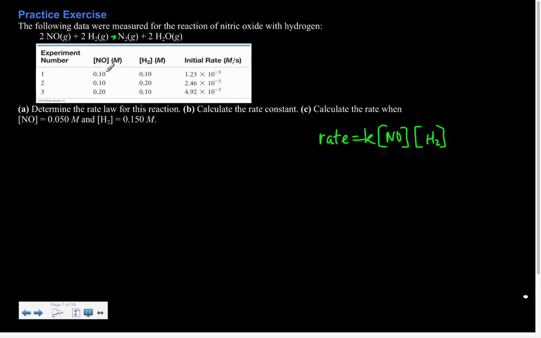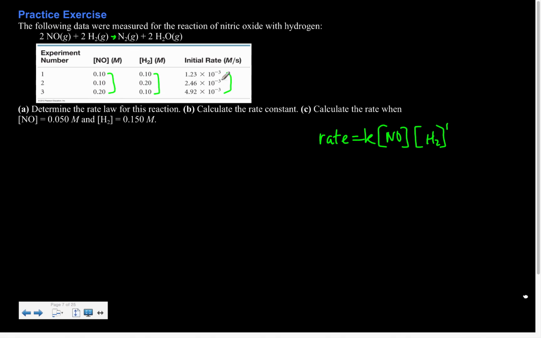If we look at my NO concentration, it stays constant here. My H2 doubles. My rate also doubles, which means that it is first order with respect to H2. If we look at NO, we could pick these two trials, for example. Because H2 is constant, here my NO doubles. What happens to my rate?